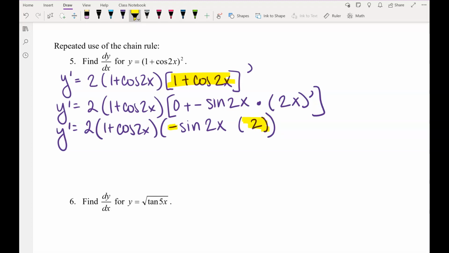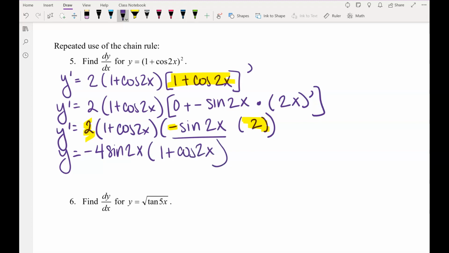From here, I'm just going to simplify this out. 2 times a negative 1 times 2, that's going to give us a negative 4. I'm just going to write negative 4 sine 2x in the front. Then I have 1 plus cosine of 2x here. Now from here, we can do a couple of things. Okay, we can definitely distribute this out. Let's see. This is y prime.